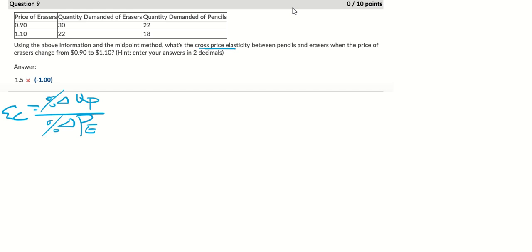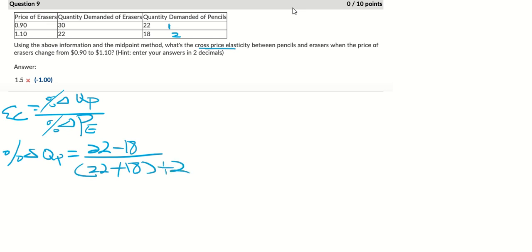So let's find out what the answer is. First, let's do the percentage change in the quantity demanded for pencil. So this will be Q1, this will be Q2. So we're going to do 22 minus 18, again the difference on top divided by the average at the bottom, so 22 plus 18 divided by 2. On top, 22 minus 18 is 4. At the bottom, 22 plus 18 is 40, divided by 2 is 20. And simplified, this will be 0.2.